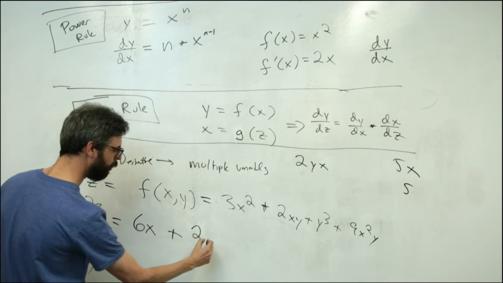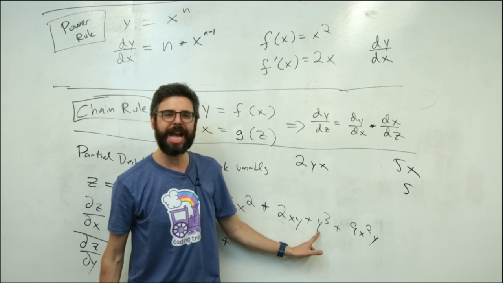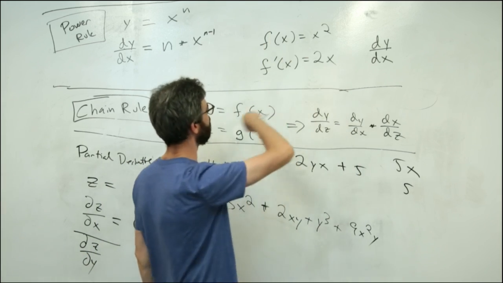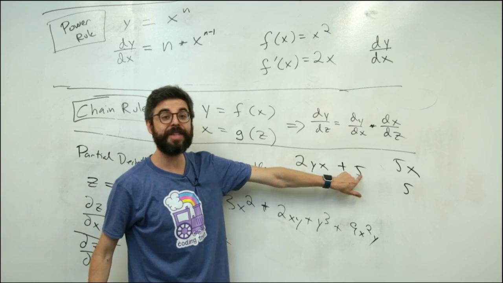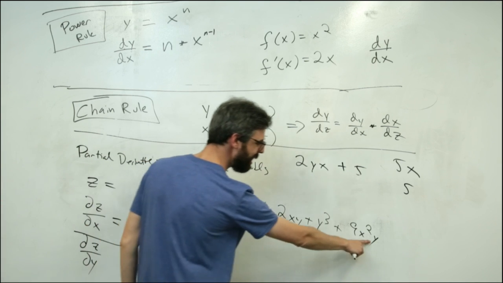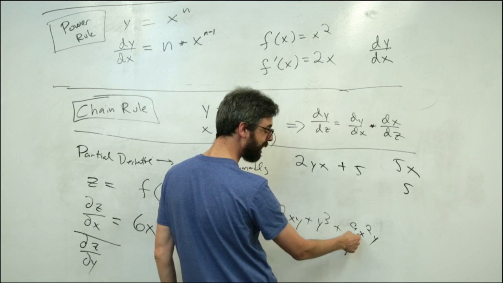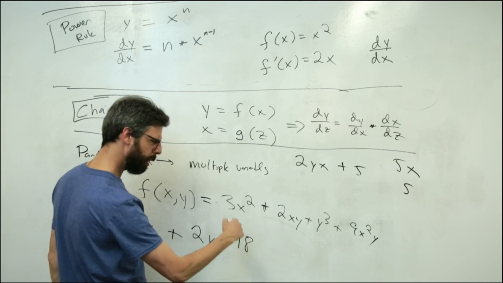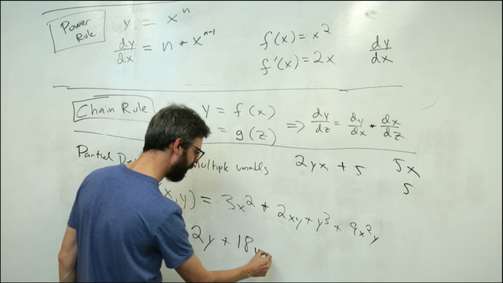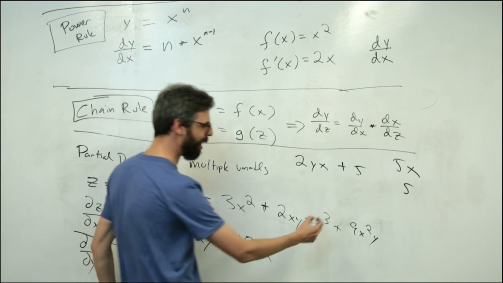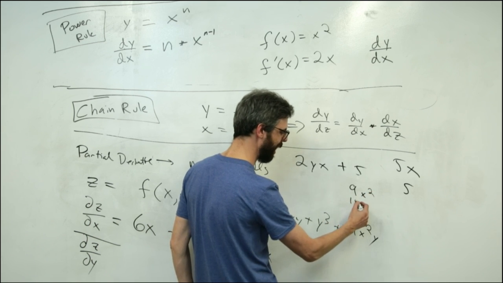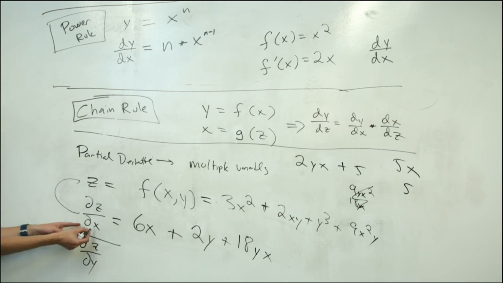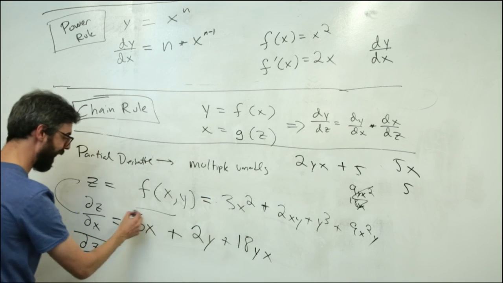So 6x plus 2y plus, now here's a tricky one, y cubed. You think, oh, well, it's a constant, so it stays as y cubed. But it's not. What if I have just a value like 5, the derivative of that would be 0. So this goes away. And then this is the equivalent of 9 times y times x squared. So that is 2 times 9, 18 times y x, right? If I just had a constant 9x squared, I would have 18x. So 9y x squared is 18 times yx. So this is now the partial derivative relative to x. I treat y as if it's a constant, and I have this as the derivative.